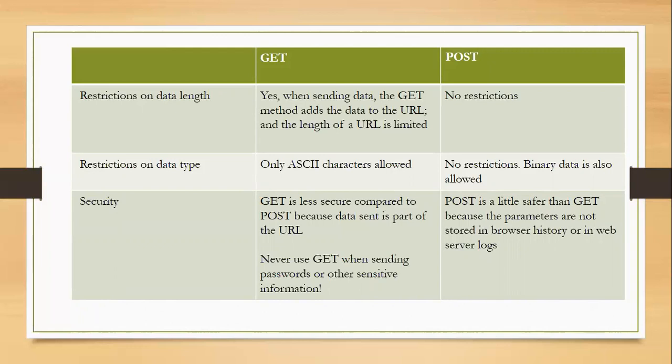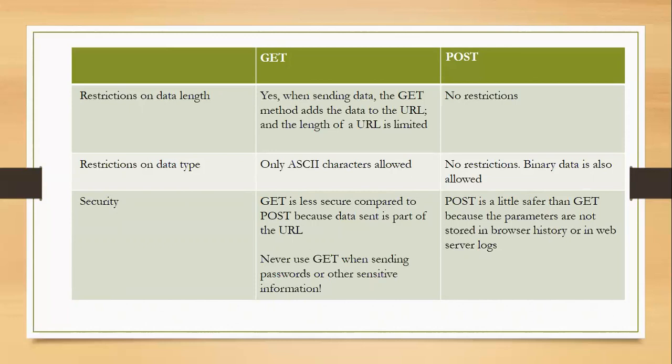It is displayed on a screen. So whatever we want to find out, whatever we want to write in our document, we can write in the document, not in a URL, right? After that, restriction on data type. In the GET method, only ASCII characters are allowed. In the POST method, there is no restriction. Binary data is also allowed. So in the GET method, we can use only ASCII characters.